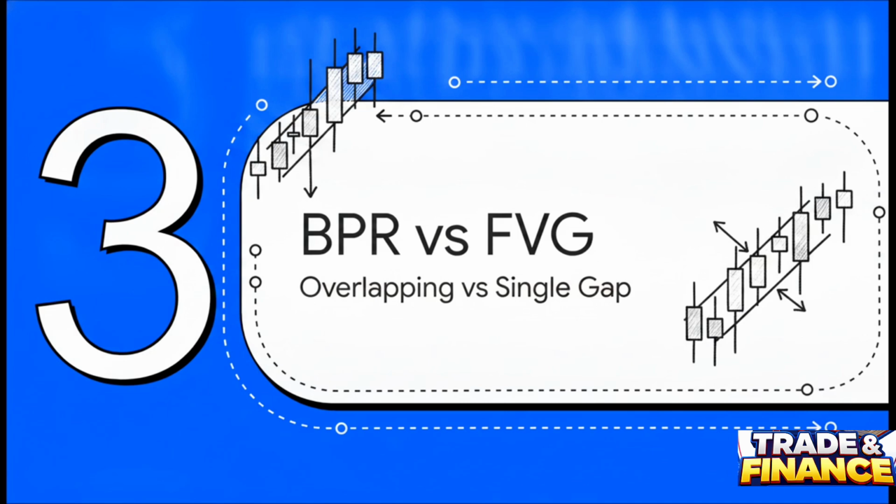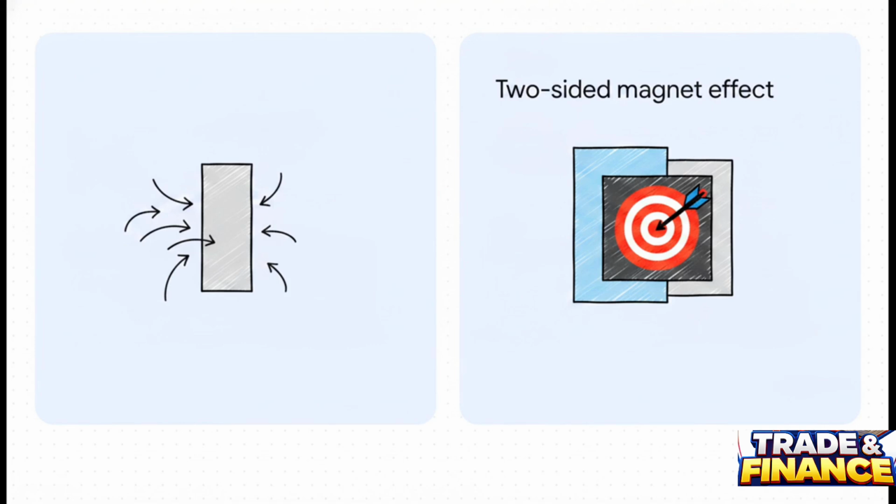Which brings us to Section 3, BPR versus FVG. And this brilliantly illustrates the vast differences in implications and reliability between these two concepts. A standard FVG is just a single-sided inefficiency. Sure, it gives you multiple entry levels throughout the day, but often with a much lower win rate, because you're really only looking at one half of the story.